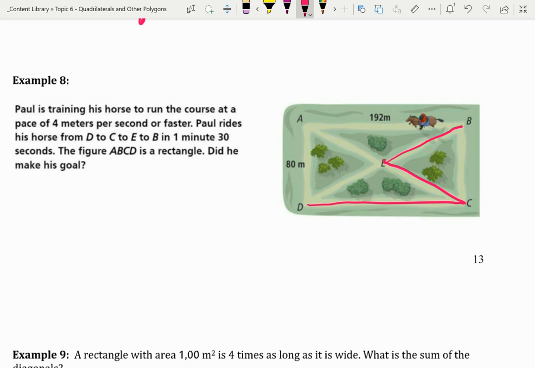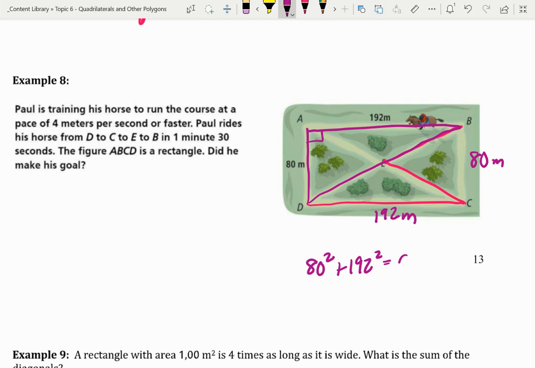So here's what we're going to do. Well, I like to look at this in different ways. The first thing I like to do is look at this and say, hey, I have a right triangle. With that being said, we also have a rectangle. So this is 80 meters and this is 192 meters. Let's find out what it is from D to B. So we say 80 squared plus 192 squared equals C squared.